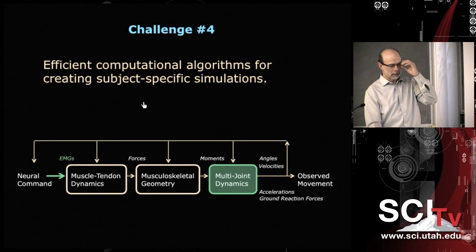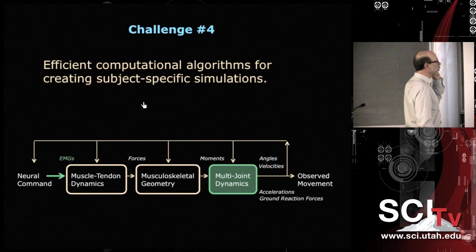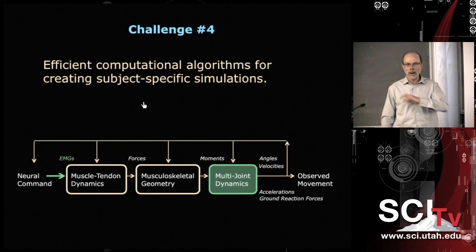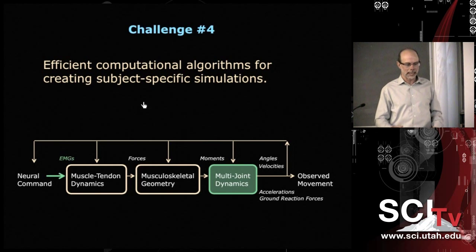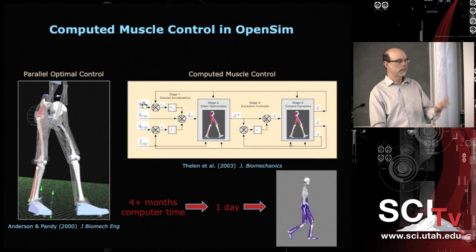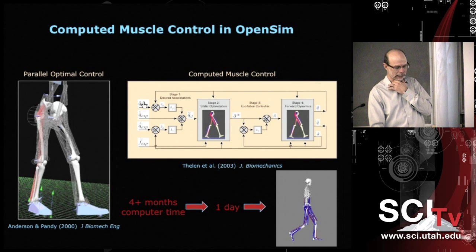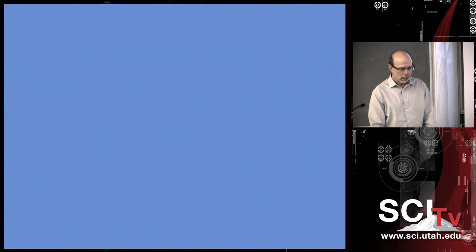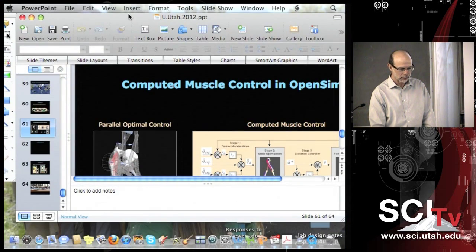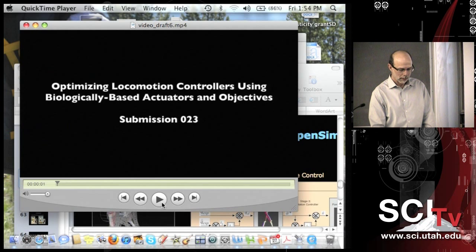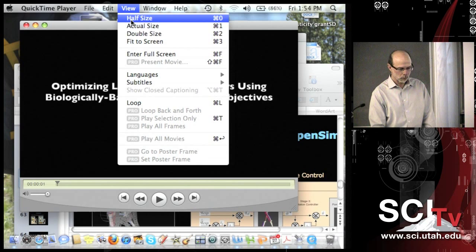Another big challenge is efficient computational algorithms to control simulations. So we developed these tracking simulations where, if I have somebody's data, I can make a reasonable replica of their gait dynamics using this computed muscle control algorithm that we've published. What you'd prefer is predictive simulations. And we have a new algorithm for developing predictive simulations that I wanted to show you. I embedded it in PowerPoint, but then it got really jerky. So let me show you.